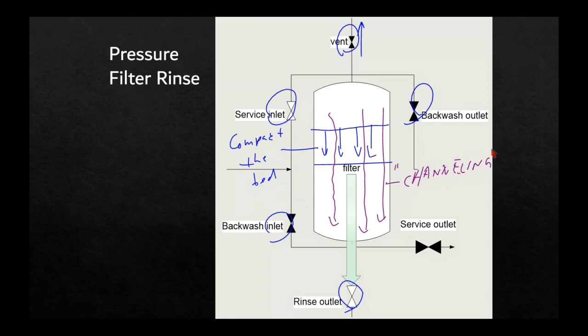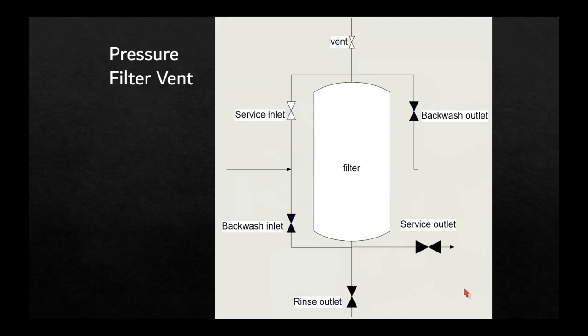C-H-A-N-N-E-L-I-N-G. Okay? Channeling is no good. And to help prevent channeling, we need to recompact the bed. And so we're again going to rinse it at a particular flow. Not too much, not too little, just right. And again, that would be in the operating instructions for the plant.